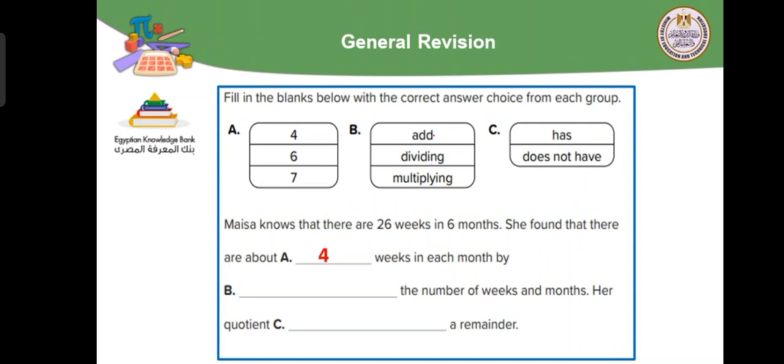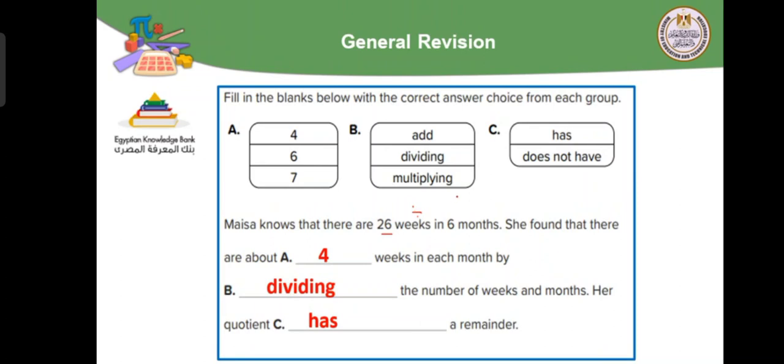By what? The number of weeks and months. Are we dividing or multiplying? Dividing. 26 divided by 6. Then her quotient has or doesn't have a remainder? Has a remainder. Why? If you check 26 divided by 6.